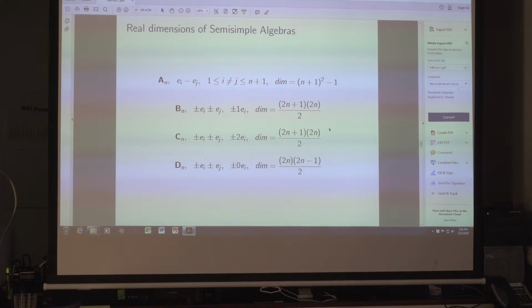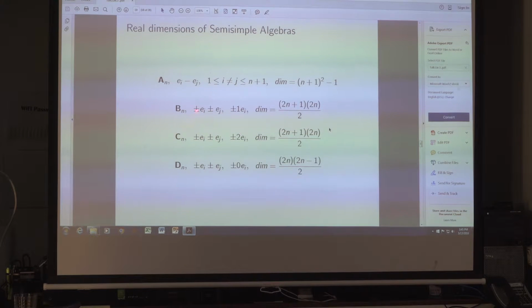So the A_n algebra is associated with SL(n+1). The special linear group in n plus 1 dimensions has a number of generators given by this formula. In the case of the odd orthogonal group, it is given by the number of antisymmetric pairings you can make. The same thing with the symplectic, and this is the dimension of the even orthogonal group.